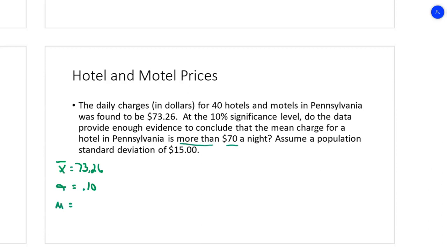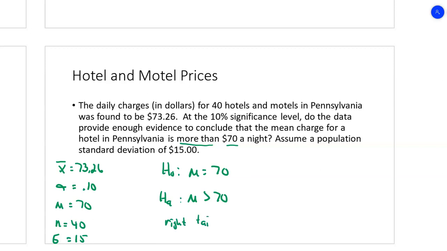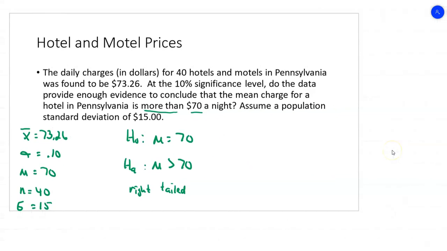So my mean is 70. I sampled 40 hotels, so that's my n. Assume a population standard deviation of $15. So the null hypothesis is that the average price of a hotel room in Pennsylvania is $70 a night. The alternative hypothesis is that the mean is greater than 70, which means this is right-tailed. All right, let's take a look at a couple of ways we can do this. We can do it with critical value or we can do it with p-value. Either way, we need that test statistic.